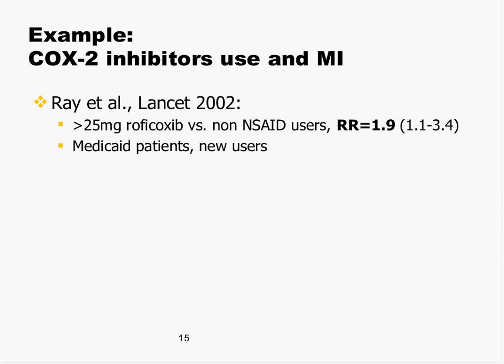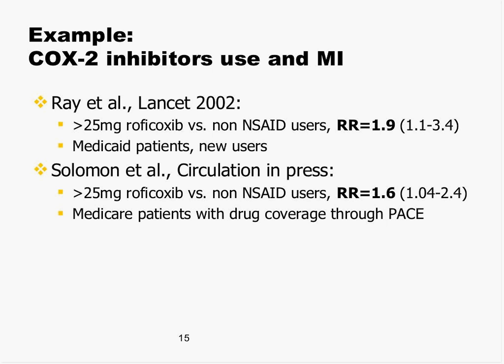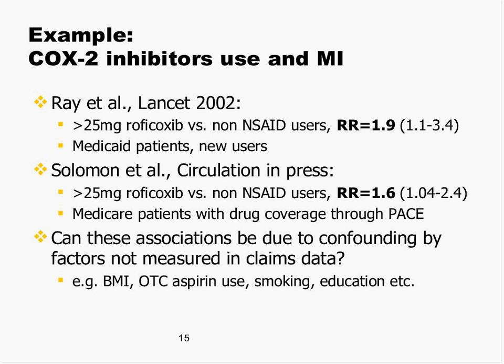Oh, right. So the example that we work through here is this good old example of COX-2 inhibitors versus non-selective NSAIDs and the risk for MI. There are two example studies, one by Wayne Ray with a relative risk of 1.9 for high-dose rofecoxib, and one by Dan Solomon with a relative risk of 1.6 with high-dose rofe compared to non-selective NSAIDs, one in a Medicaid population, one in a Medicare population, average age 76 years old.